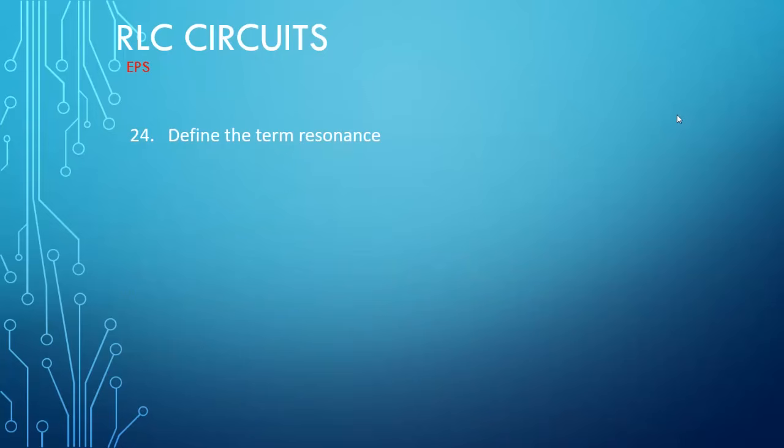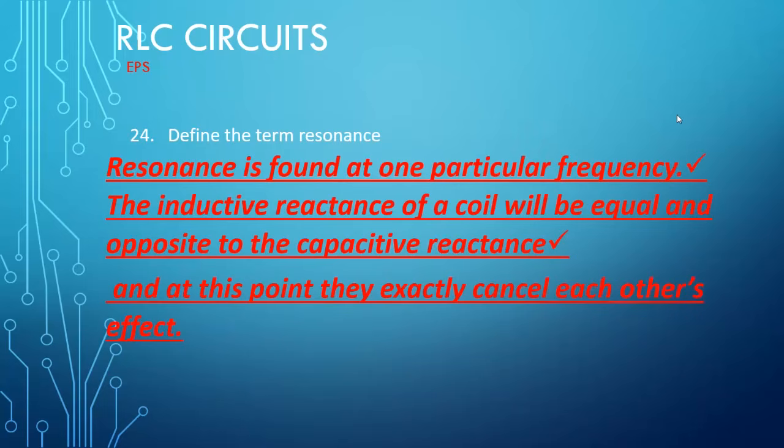Define the term resonance. Resonance is found at one particular frequency. The inductive reactance of a coil will be equal and opposite to the capacitive reactance. At this point, they are exactly equal and cancel each other's effect.